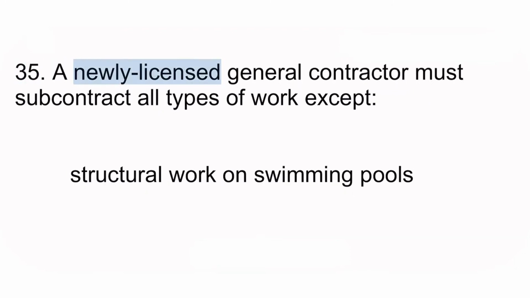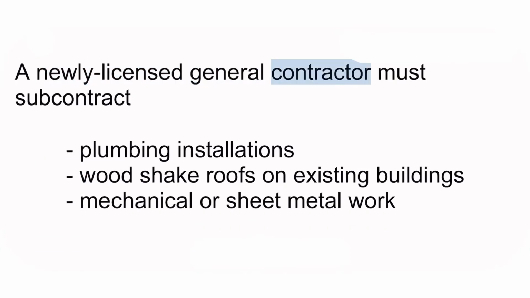35. A newly licensed general contractor must subcontract all types of work except structural work on swimming pools. A newly licensed general contractor must subcontract plumbing installations, wood shake roofs on existing buildings, mechanical or sheet metal work.